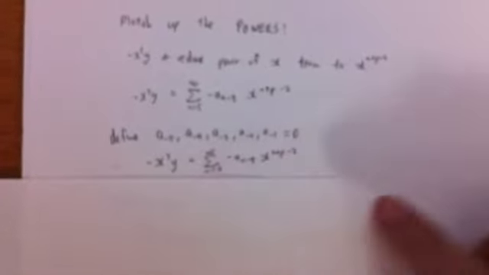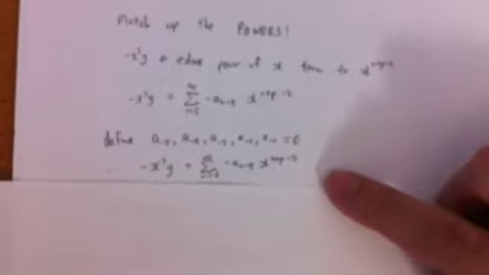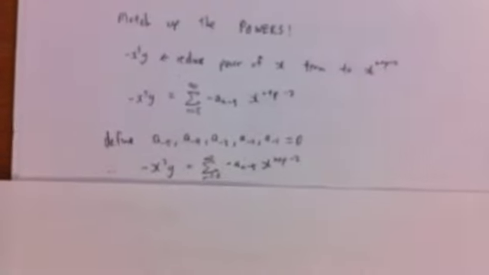To fix this, we define that a with indices less than 0 will be 0. And therefore, the negative x^3 y term will become the summation from 0 of negative a_(n-5) x^(n+p-2). Yes, right now both the powers of x match up, and the summation initial values match up as well. We can combine both terms according to the equation and get the following.